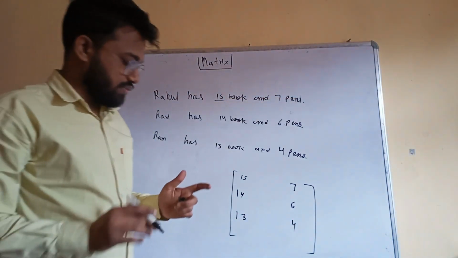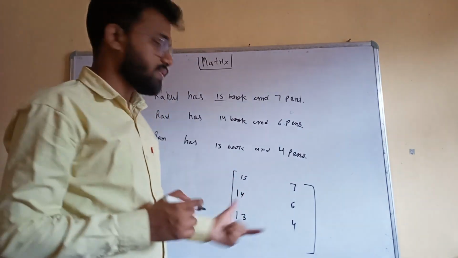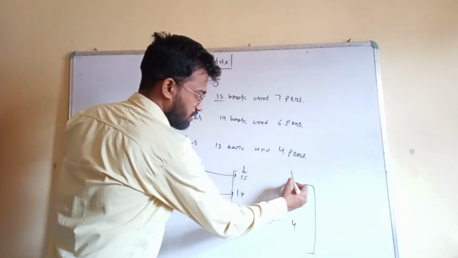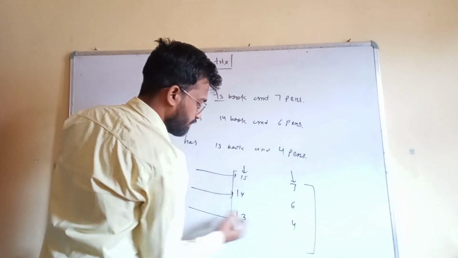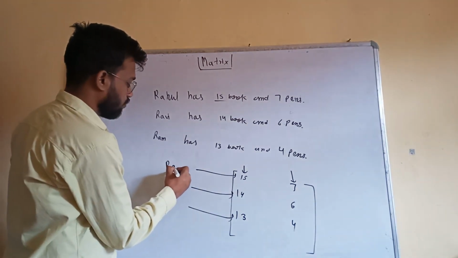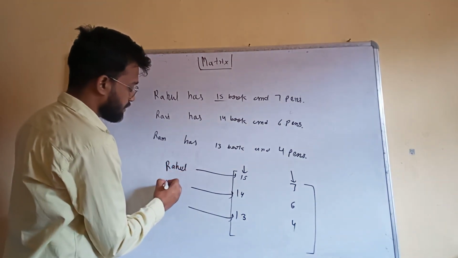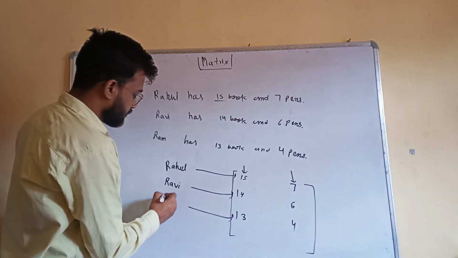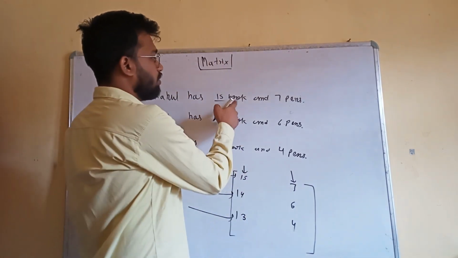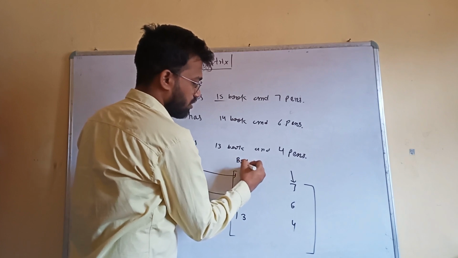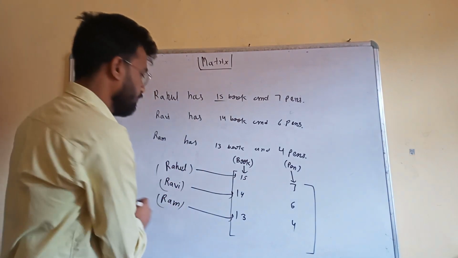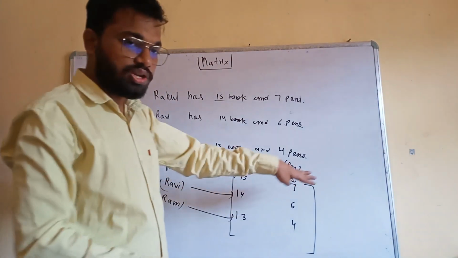So now, do you understand what these values are representing? These are the horizontal lines and these are the vertical lines. The horizontal lines are representing Rahul, Ravi, Ram. The first one represents Rahul, the second one represents Ravi, and the third one represents Ram. And the vertical lines are representing books and pens. The first one is books and the second one is pens. So books and pens, Rahul, Ravi, Ram: these are the representations of each horizontal line and vertical line.